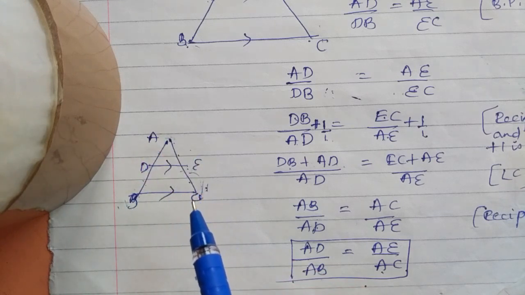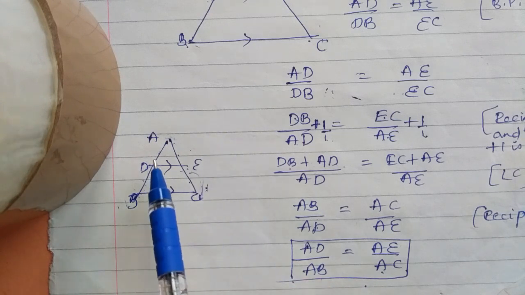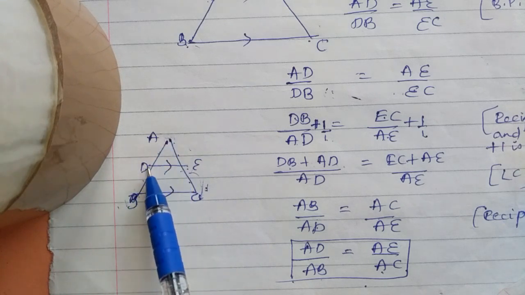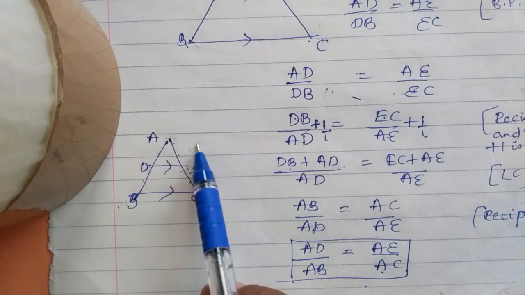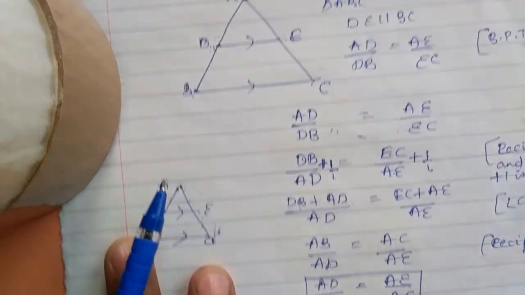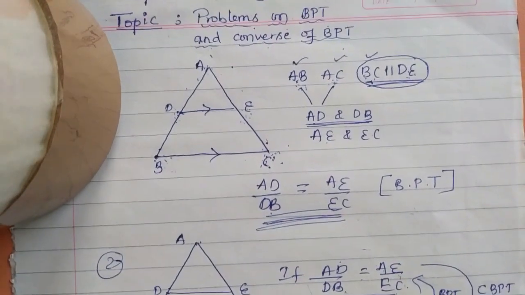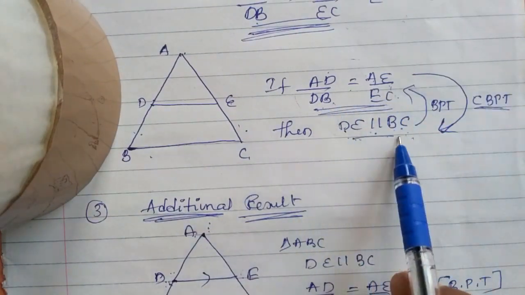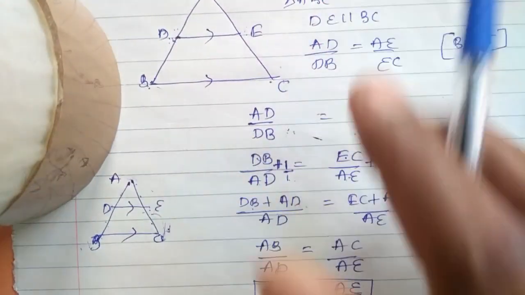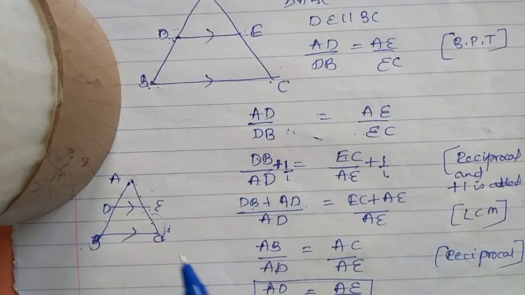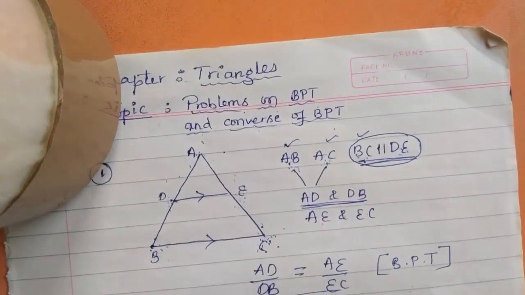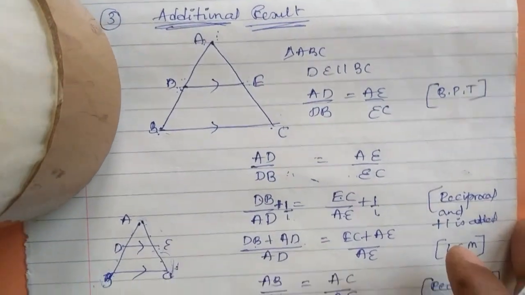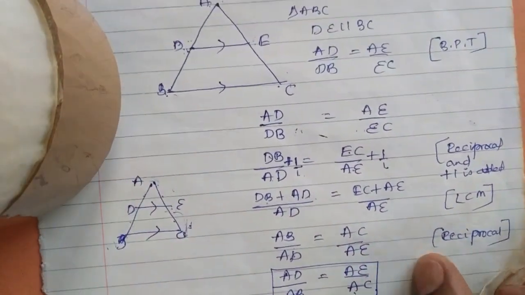So BPT you can write in two forms. The one is half by half, half by half. And another one is half and full. That is AD whole thing AB, AE whole thing AC. So like many results we write from one theorem, that is BPT, half by half. The converse of the BPT, if ratios are given, lines are parallel. The additional result gives you half by full form. So these three are the very important results of the BPT. Using these three results, we'll solve some problems.